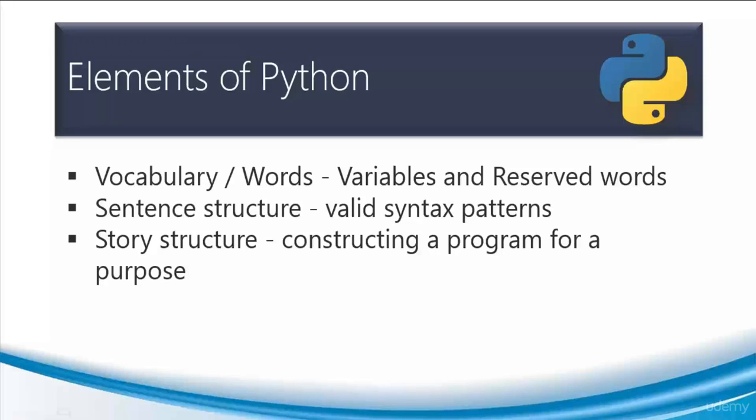Sentence structure is the second category. You need to have valid syntax patterns. Otherwise, Python is not going to understand what you want done. And third is your story structure, constructing a program for a purpose. Story structure is something like a flowchart, for example. So it's a series of steps that you want the program to execute. And the more efficient your story, the more productive your story, the better program it is. So elements of Python essentially entails three broad categories. You need to know vocabularies, words, sentence structures, and then eventually your story structure.